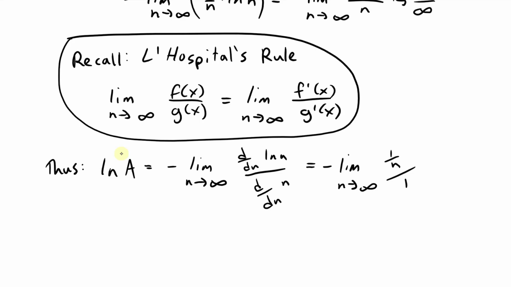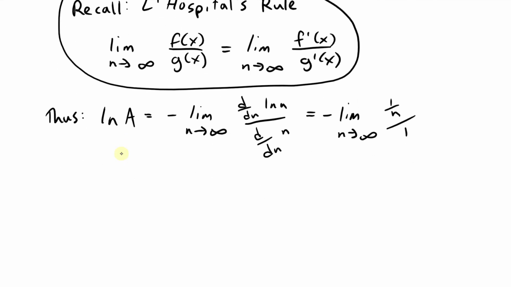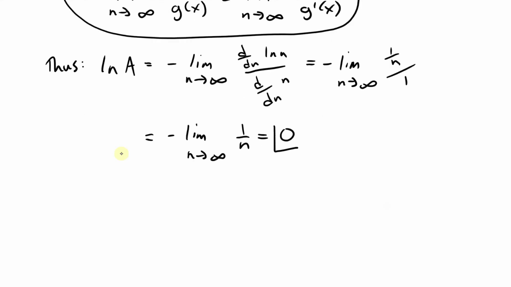So in other words, this is negative limit as n approaches infinity of 1 over n. And now here, this is going to be 1 over infinity, so this is approaching 0. So this equals 0, and negative times 0 is just 0. So this equals 0. So box this out. So thus what we have is ln a equals 0.